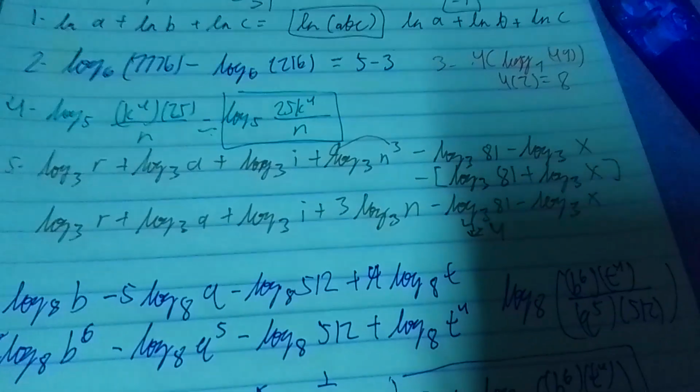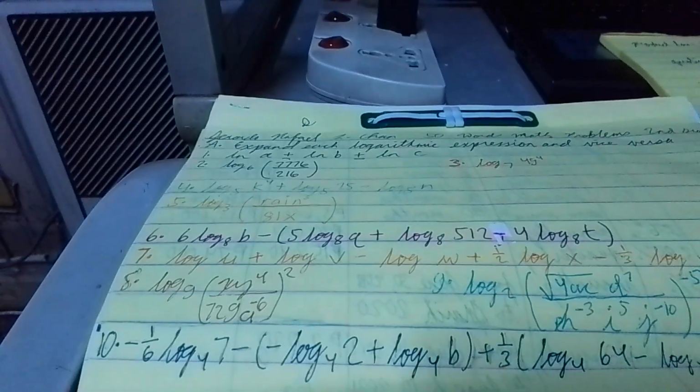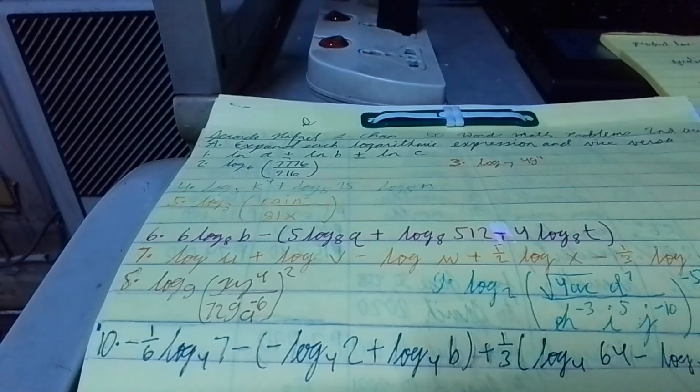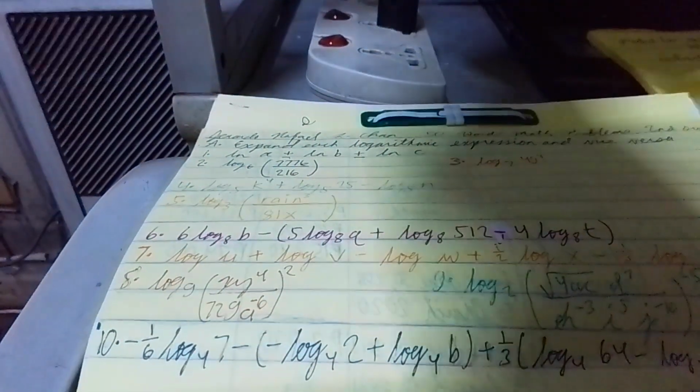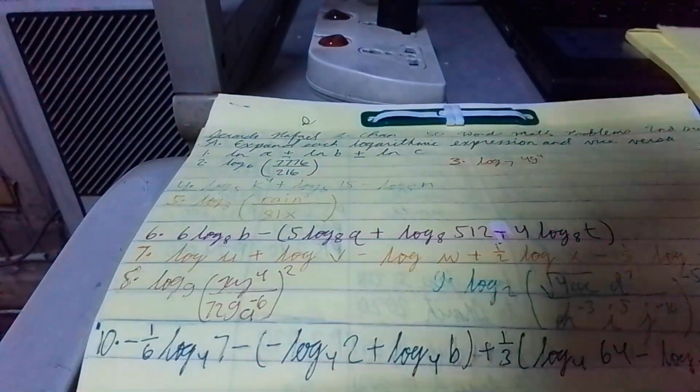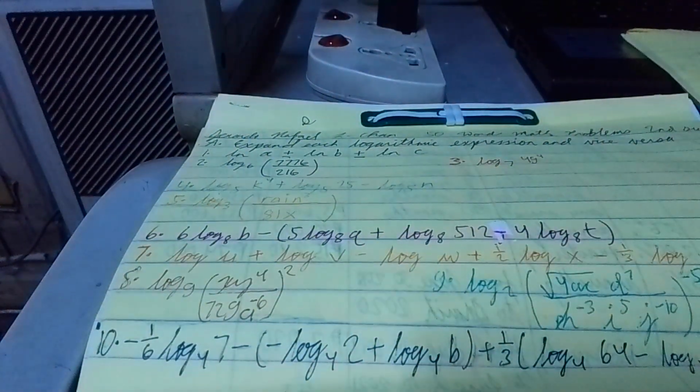To expand this, if you were to rewrite it by expanding, you can do the negative 3 into 512. Nasa baba, di ba? Just like that. And then applying the logs: log base 8 of b raised to the 6, plus log base 8 of t raised to the 4th power, minus log base 8 of q raised to the 5th, minus log base 8 of 512. Then let the exponent slide and you will still get that same answer. Right? Ganun kasimple.